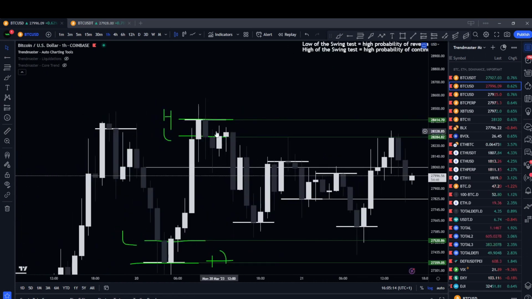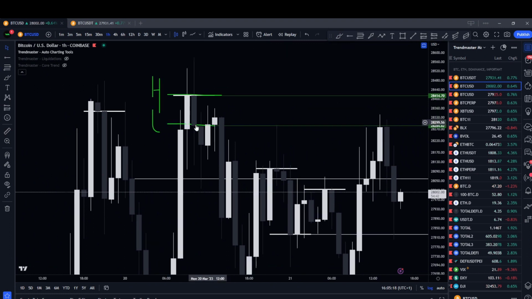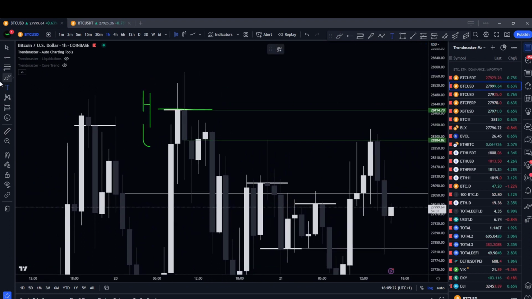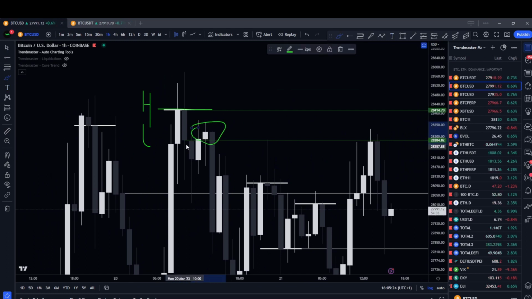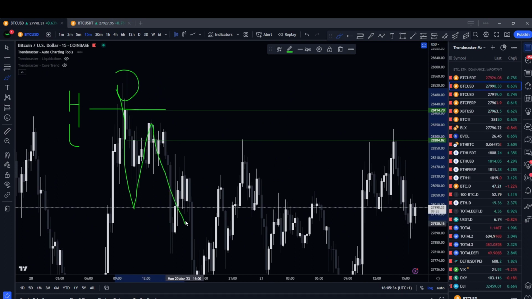And on the 1 hour, here's a great example of this. On the 1 hour, we actually had the exact same thing play out as this structure here failed, right? What did price actually do? Price came down from the high, and then swing failed.